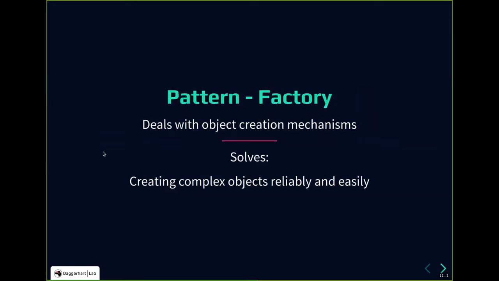A factory is a pattern of creating a new class whose sole purpose is to create complex objects reliably and easily for you. So think about the word in everyday life. A car factory is a thing that just produces cars. That's its job. It just pumps cars out all day long. So we're going to write classes whose job it is just to create instances of other classes.